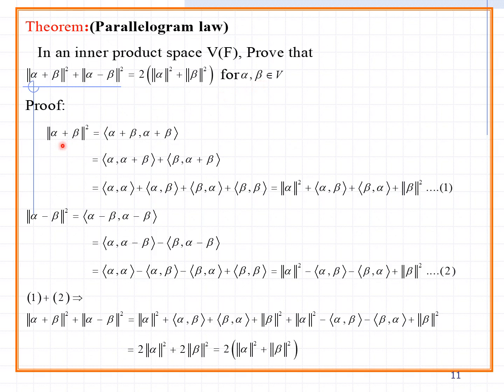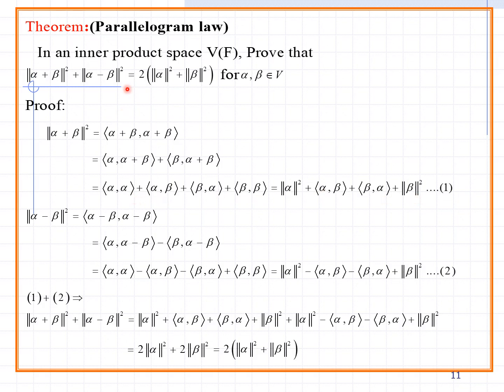Norm alpha plus beta whole square: norm alpha square equals the inner product of alpha comma alpha. By using this property, here alpha means alpha plus beta, the inner product of alpha plus beta with alpha plus beta. Multiply the first term into the second term total, and the next one, beta into the second term total. It means alpha into alpha plus alpha into beta, and similarly beta into alpha and beta into beta. Alpha into alpha is norm alpha square, then the inner product of alpha comma beta plus beta comma alpha, and beta comma beta equals norm beta square. So this is equation 1.